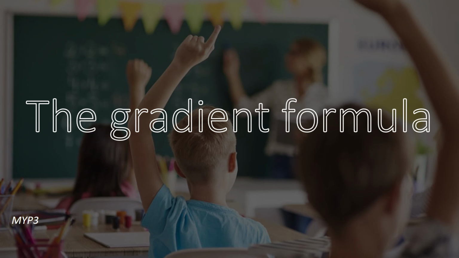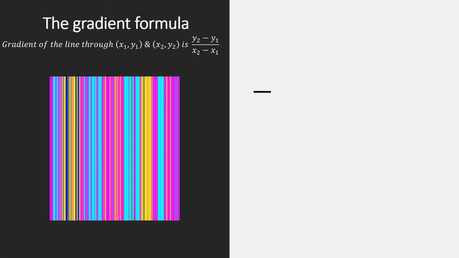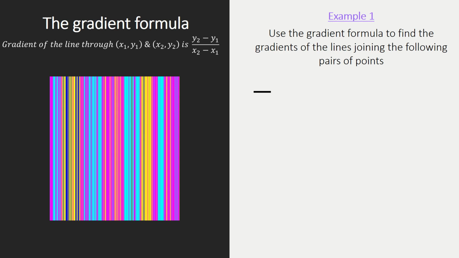Hi everyone, in this video you're going to learn how you can use a gradient formula. So let's have a look. The gradient of the line through points (x1, y1) and (x2, y2) equals y2 minus y1 divided by x2 minus x1. To explain how you can use this formula, I'm going to show you two examples.